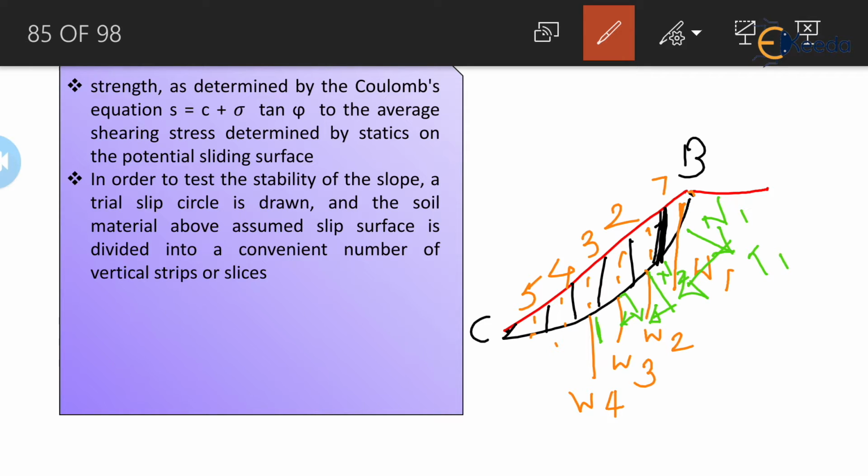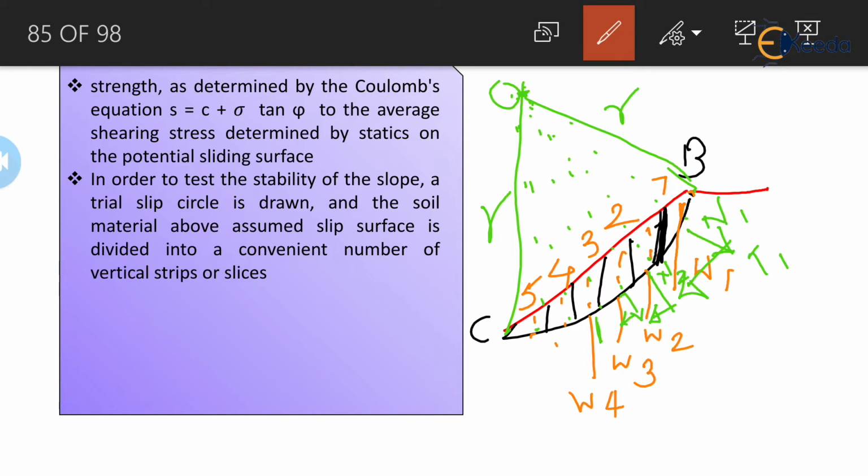So after getting all the normal lines, when we extend all the normal components from the weight of each slice, definitely we will get the center of rotation, which is denoted by O, and this distance is nothing but the radius of that rotation, the radius of that curve. Fine.